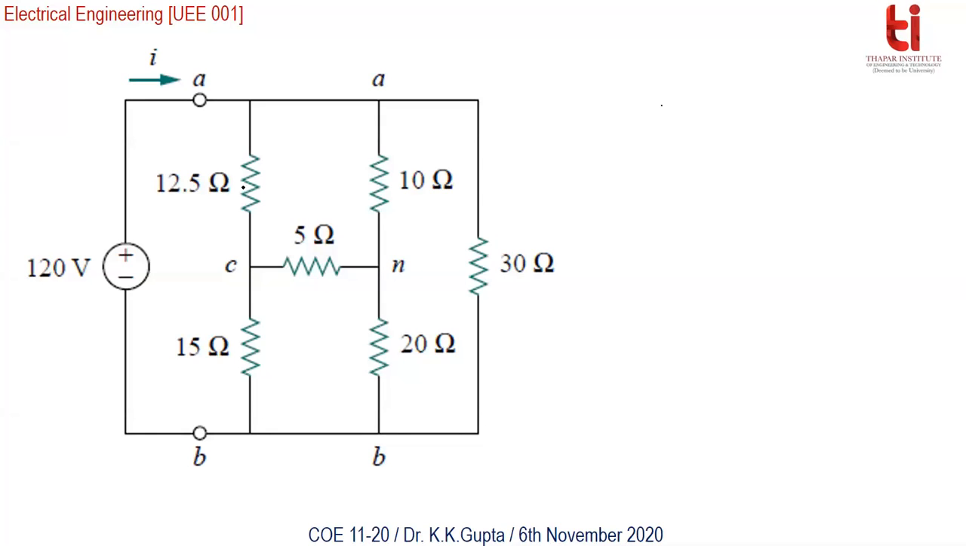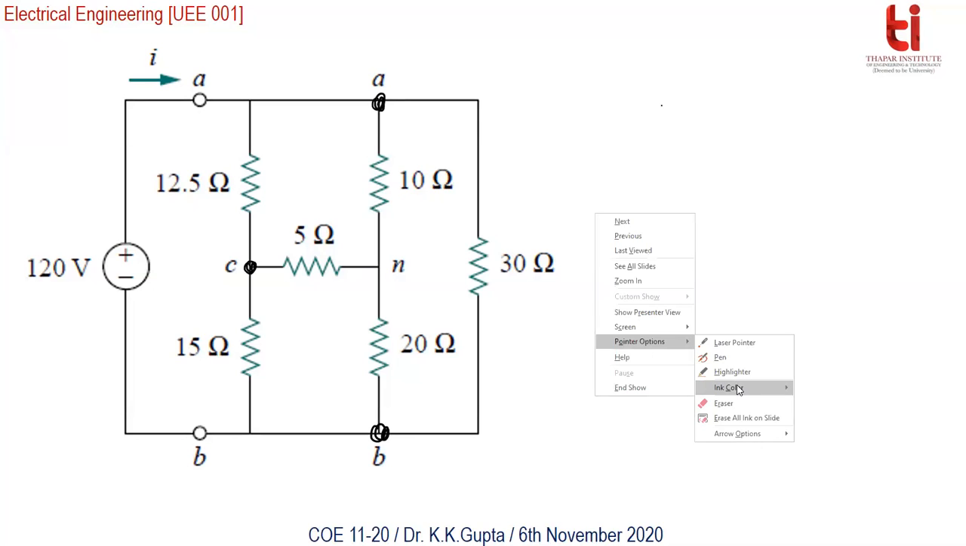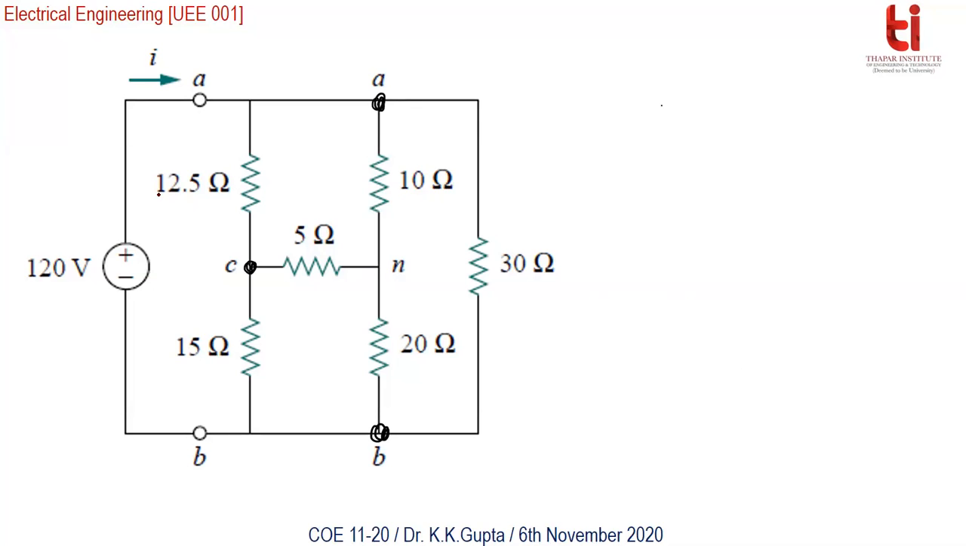So let us try to find out what is easier here. For example, if I take these three junctions A, B, and C, then I see that there is a delta and there is a star between them, comprising 10 ohms, 20 ohms, and 5 ohms. If somehow I can convert this star into a delta, suppose I convert this network into a delta, then this network will look like this.